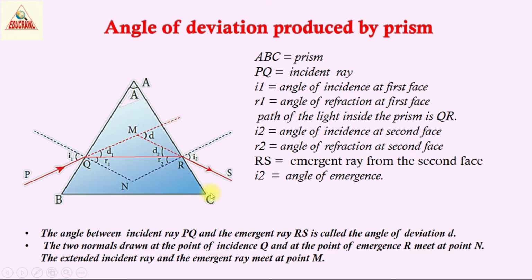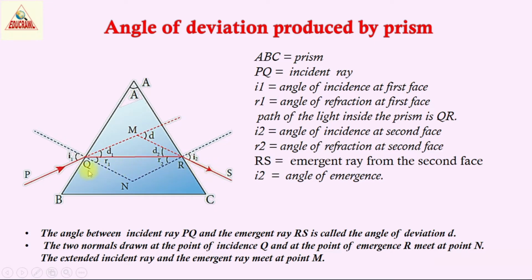So when it is passing through AC, I2 is the angle of incidence at the second phase, R2 is the angle of refraction at the second phase, where RS is the emergent ray from the second phase and I2 is the angle of emergence. We know the definition of angle of deviation as the angle between the incident ray and the emergent ray. So the incident ray is PQ, the emergent ray is RS.